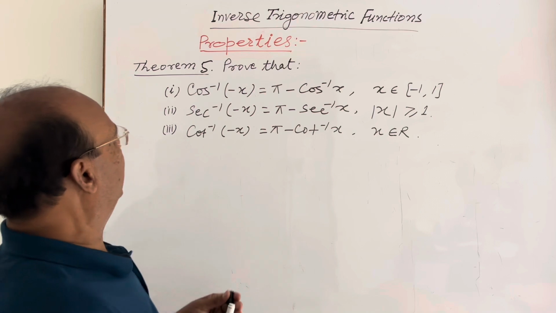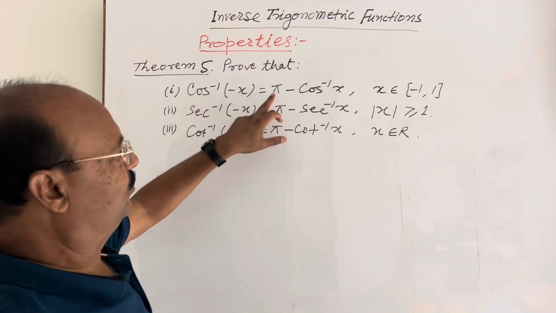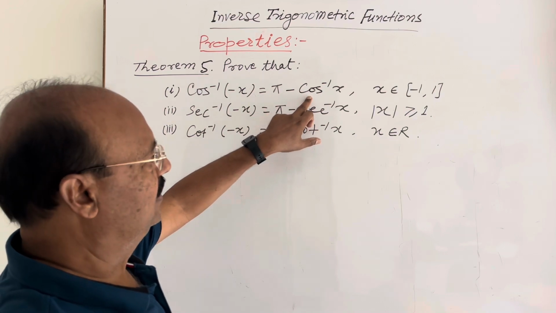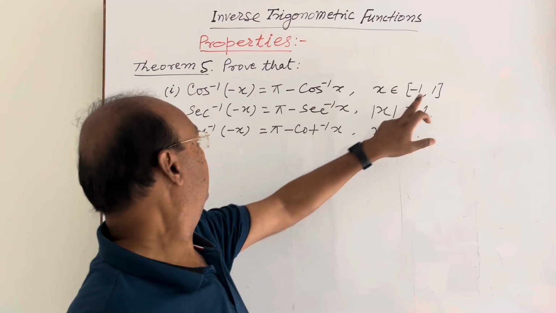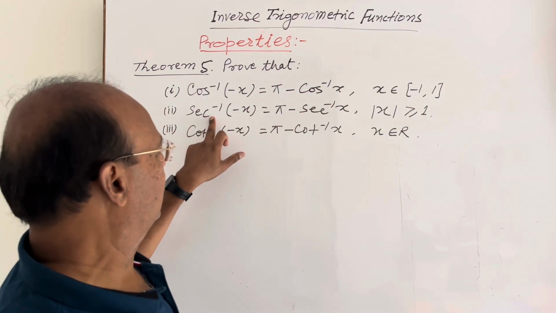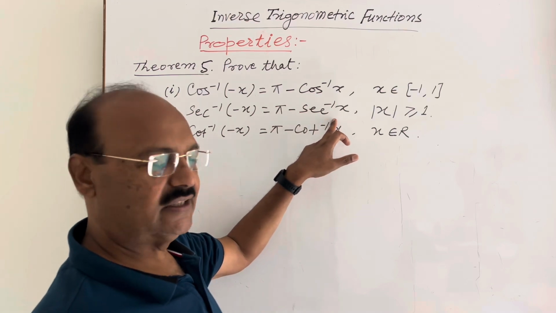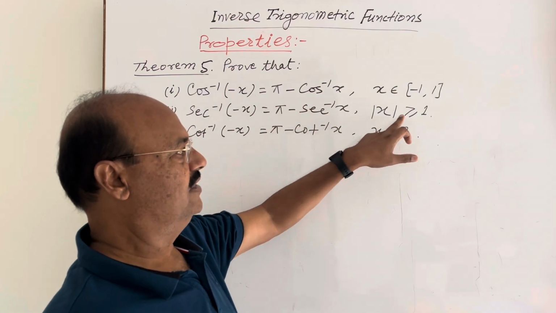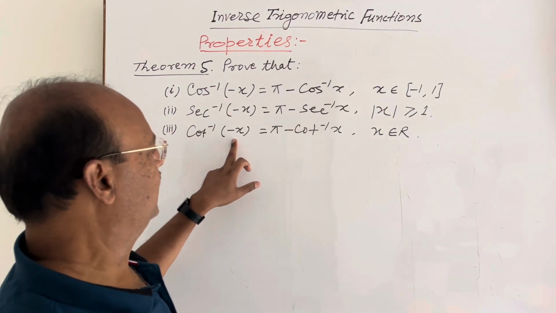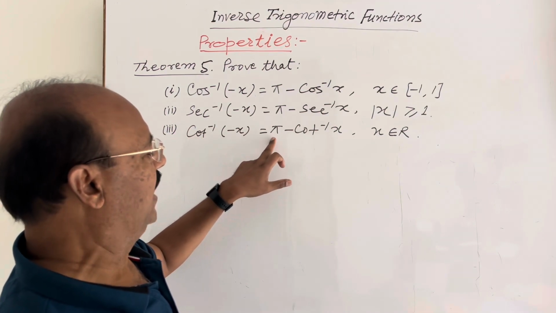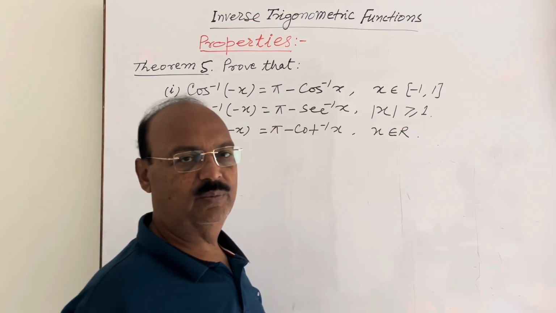We have to prove that first, cos inverse of minus x is equal to pi minus cos inverse x. Here x belongs to this interval minus 1 to 1. Similarly, sec inverse of minus x is equal to pi minus sec inverse x. Here modulus of x is greater than or equal to 1. And third, cot inverse of minus x is equal to pi minus cot inverse x. x belongs to the set of real numbers R.